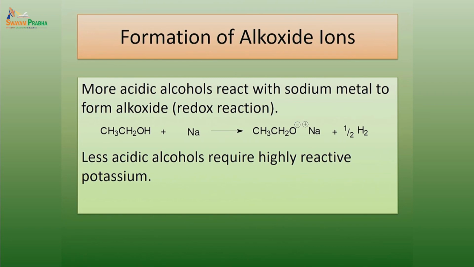Strongly acidic alcohols require a weak base or a weak metal, whereas less acidic alcohols require highly reactive metals, basically sodium or potassium. For example, ethanol is quite highly reactive, so to make an alkoxide we only require sodium, which is a less reactive metal. In the case of tertiary butanol, which is much less acidic, we need a stronger base, that is, potassium is required to make the alkoxide ion.